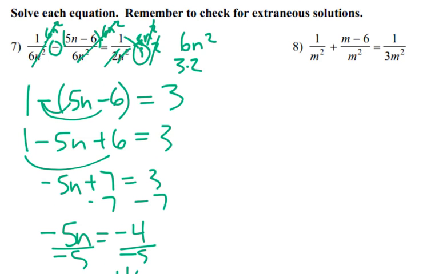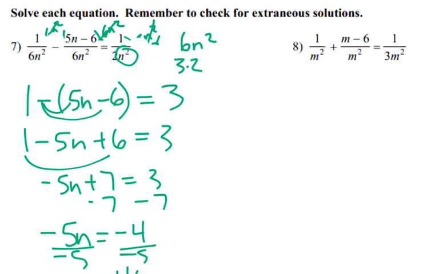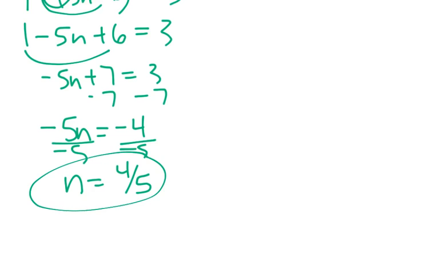Then we look back up here and say, okay, 4/5, is that going to become 0 if I put it in for n? No, squaring it would make it 16/25, and multiplying by 2 or 6 will not make it 0. So that's our answer.